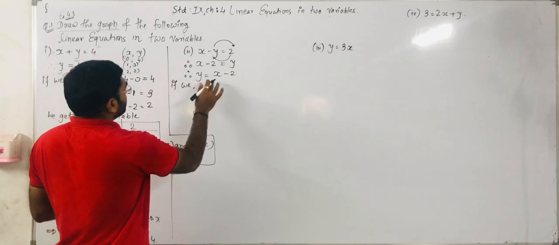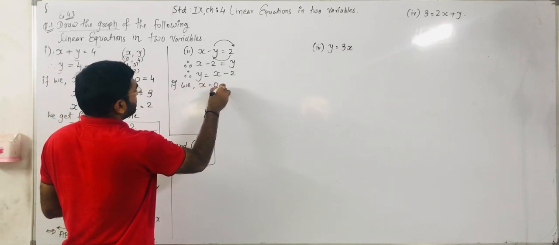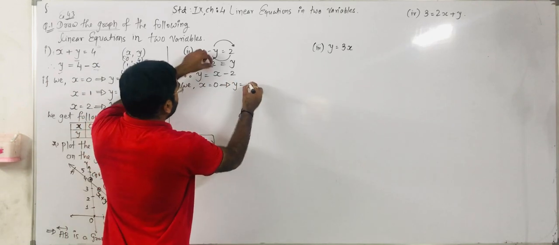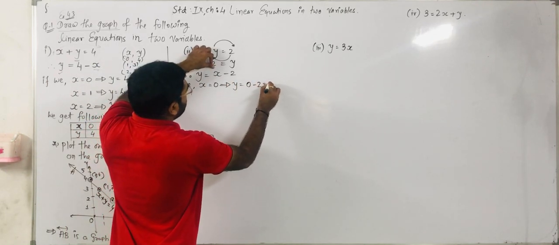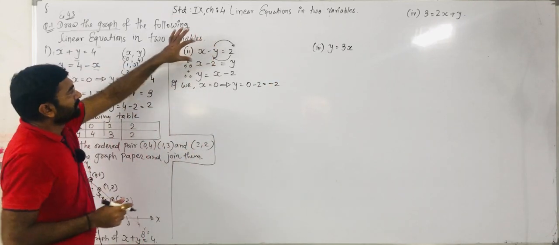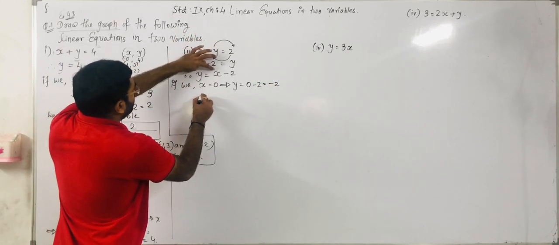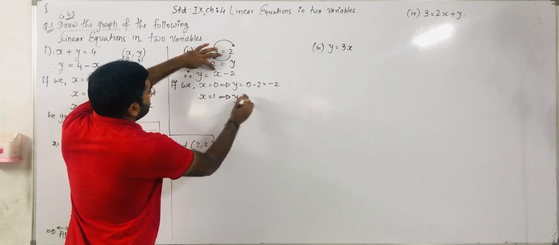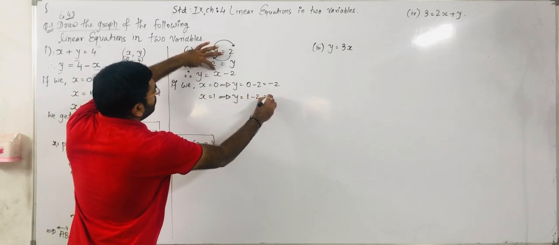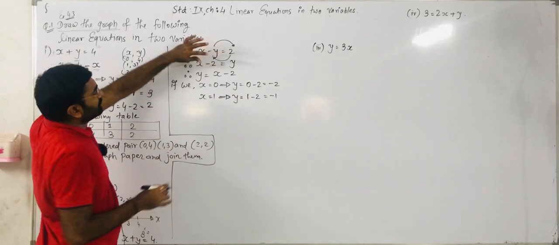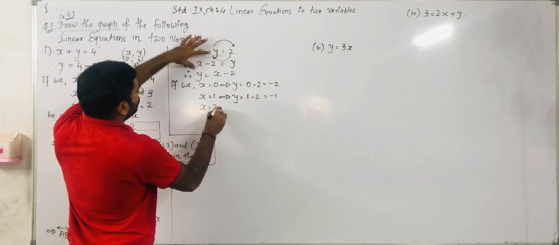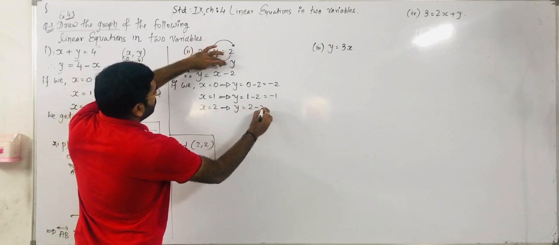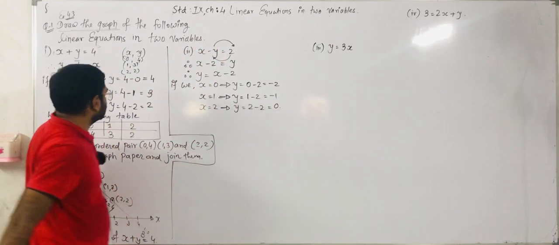Now, the same way we take different values of x. Suppose we take x value as 0, then what do we get? For the y value we have to put 0 minus 2, so its answer is minus 2. Suppose we take x is equal to 1, then y is equal to 1 minus 2, so we get minus 1. Now suppose I take x is equal to 2, then 2 minus 2 is equal to 0.